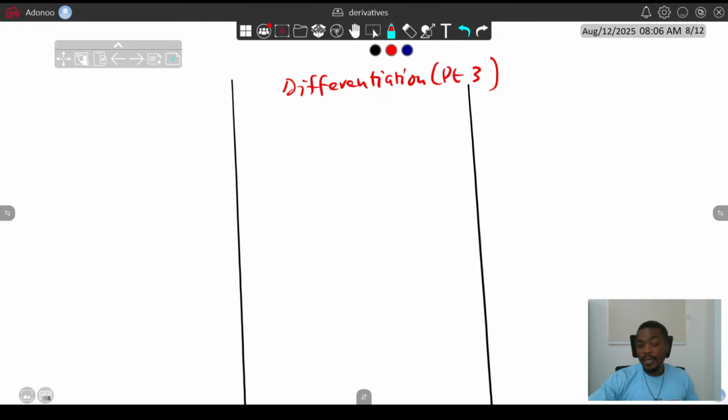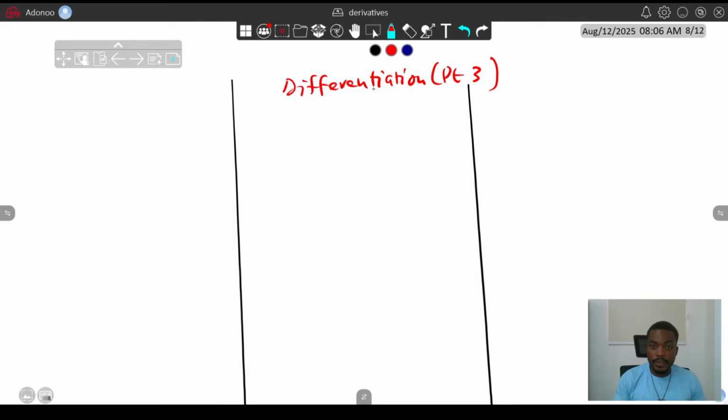Hello, and welcome again to Math County. Last time we spoke about the power rule and then the chain rule. But today, we are going to talk about the product rule, the quotient rule, and then implicit differentiation.